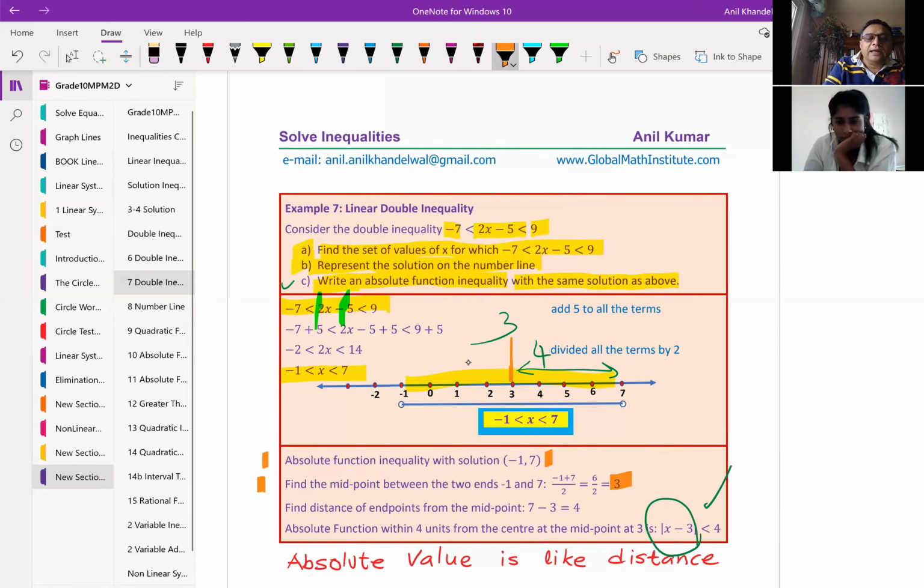So we find the midpoint and then take the difference from any of those endpoints. Use positive values, easy to calculate, correct? So we did 7 minus 3, got a limit of 4. We know our absolute function has moved 3 units to the right. That is what the center value of 3 is telling us. So the function is absolute value of x minus 3, and this absolute value should be less than 4 because we don't want to go beyond that. So less than 4 becomes the answer. Perfect. So treat absolute function as something from the center, how far you can deviate, right? Is that clear? Yeah.